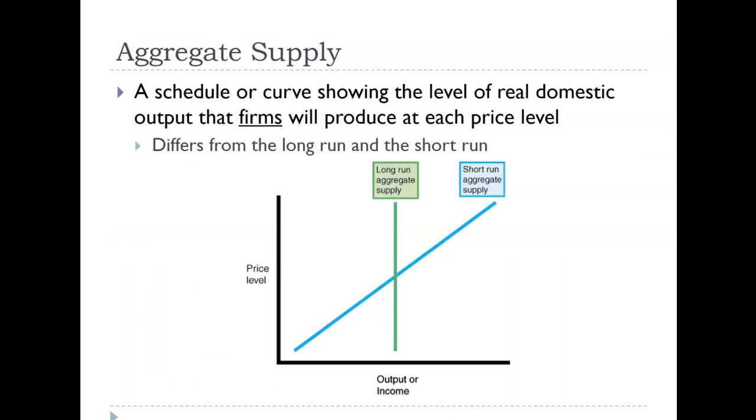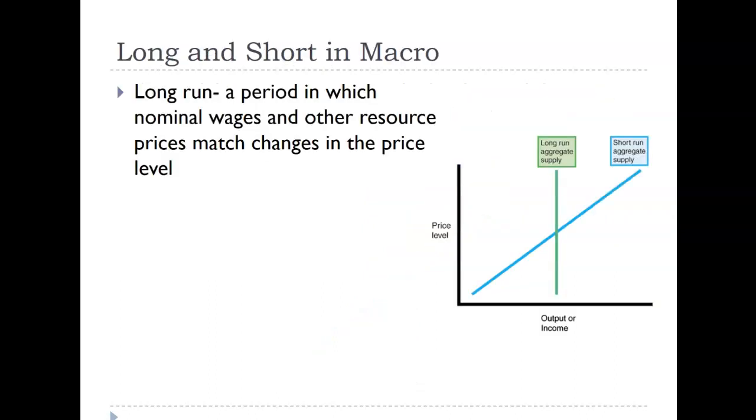Aggregate supply: a supply curve showing the levels of real domestic output that firms will produce at each price level. You can see we have the short-run aggregate supply curve, AS or SRAS, and the long-run aggregate supply curve, or LRAS. We talk about both, so long and short run.